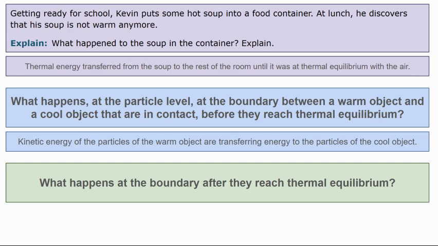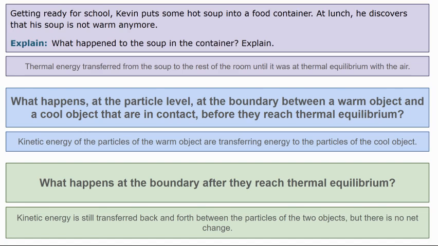What happens at the boundary after they reach thermal equilibrium? Kinetic energy is still transferred back and forth between the particles of the two objects, but there is no net change.